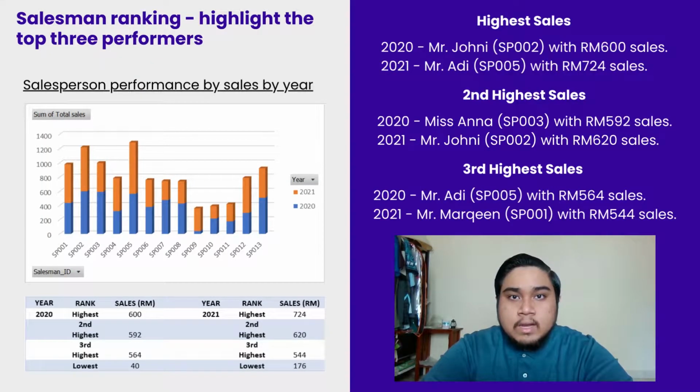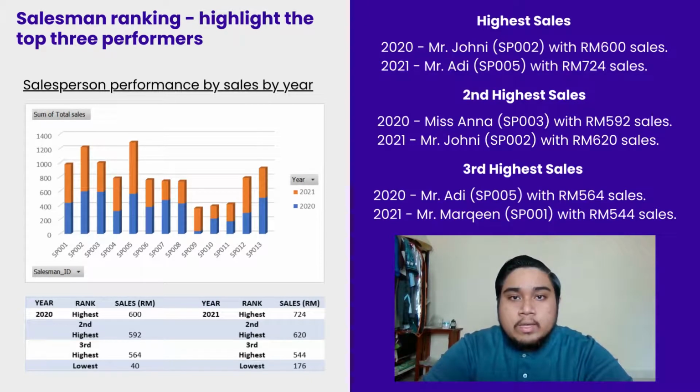Okay, next, this is the highlight of the top 3 performers for salesman ranking. As you can see in the salesperson performance by year pivot chart, every sale generated by each salesperson has been recorded. The highest sales in 2020 is Mr. Johnny with RM 600 sales. In 2021 is Mr. Adi with RM 724 sales.